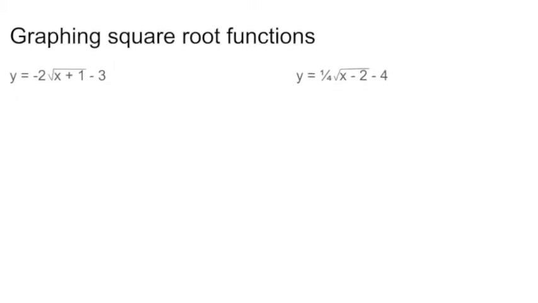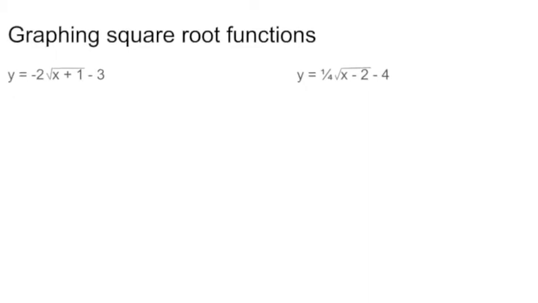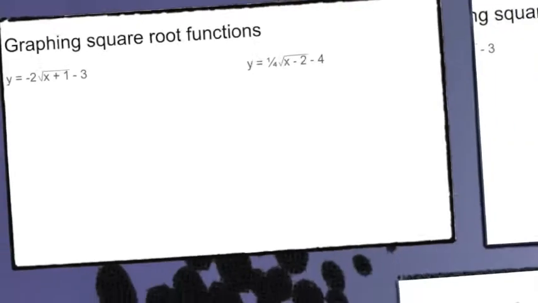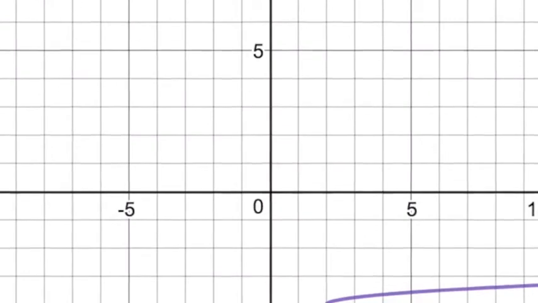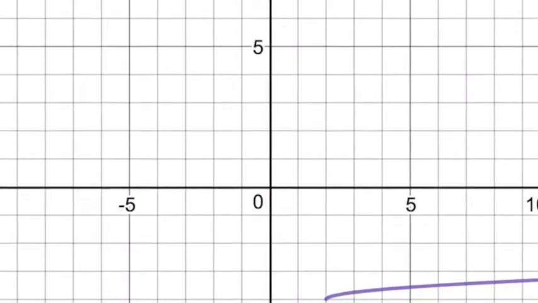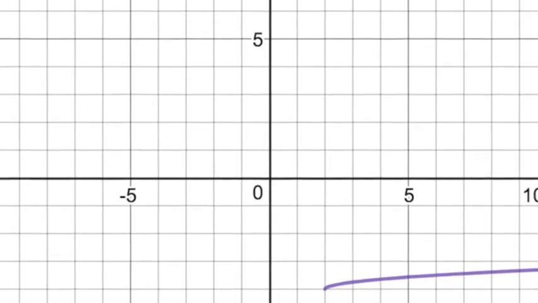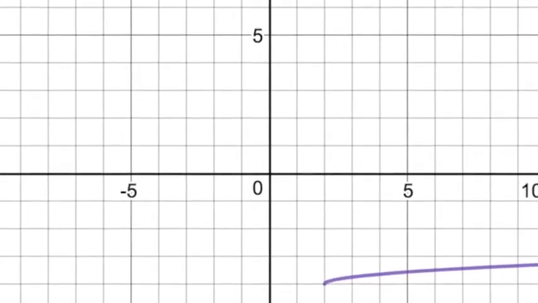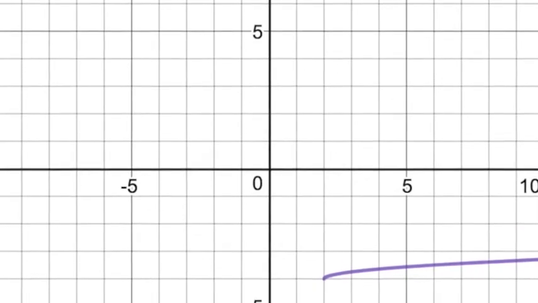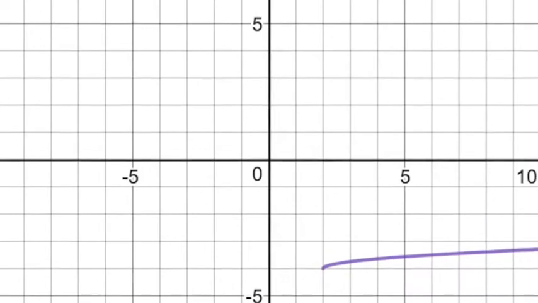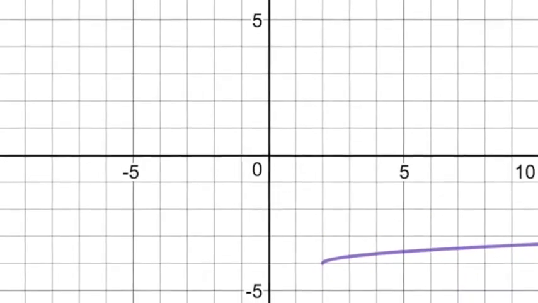So I can already imagine that the starting point's right 2, down 4, and it's going to grow really slow from that point. So why don't we check out the graph and see if it matches our verbal description. And there you have it, right 2, down 4, and as you can see, it grows very slowly, so it matches our verbal description. So once again, using those rules applies to radical functions as well.